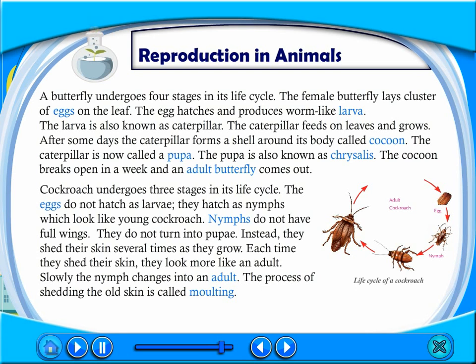Instead, they shed their skin several times as they grow. Each time they shed their skin, they look more like an adult. Slowly, the nymph changes into an adult. The process of shedding the old skin is called molting.